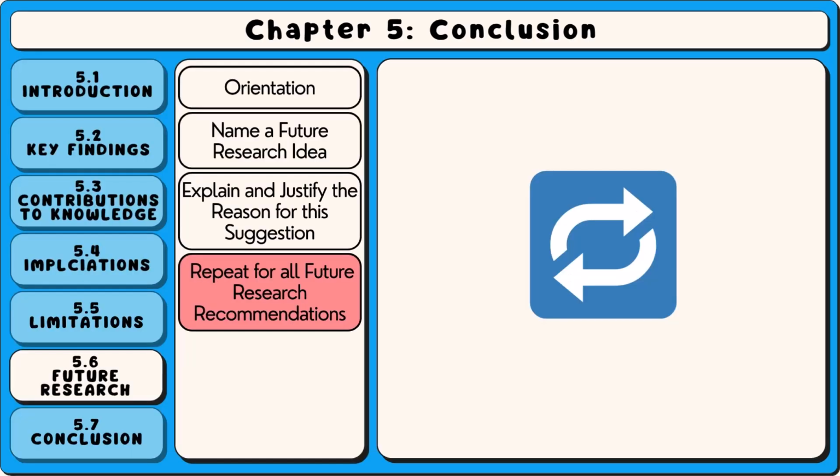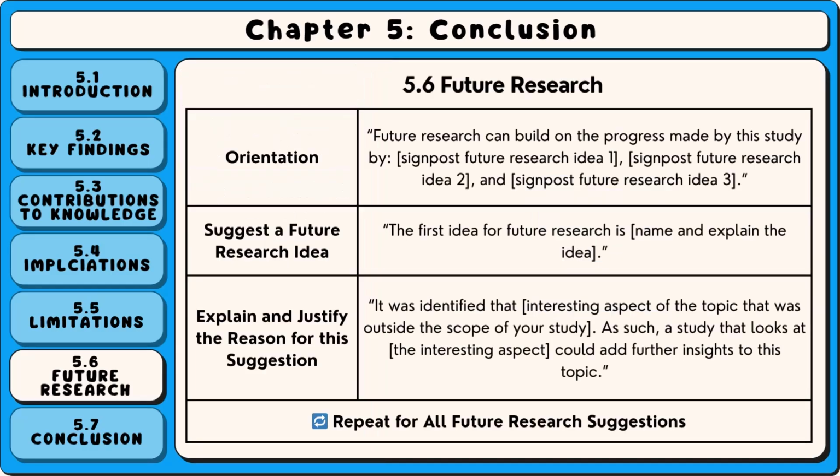Lastly, repeat these steps for all future research ideas, remembering that you should have multiple ideas to show depth. That brings us to an end to section 5.6 on future research. In this section, you should have provided an orientation outlining future research suggestions, presented your suggestions, and explained and justified the reasons for each suggestion.